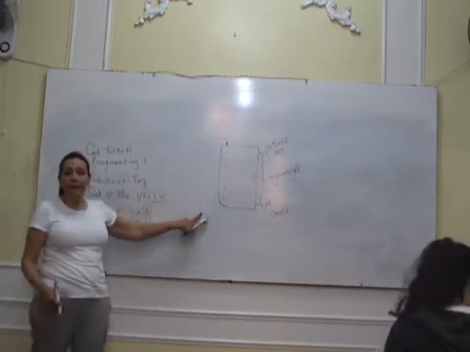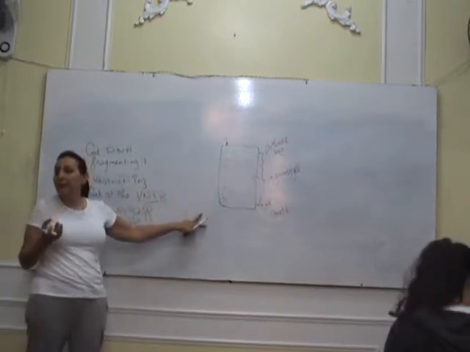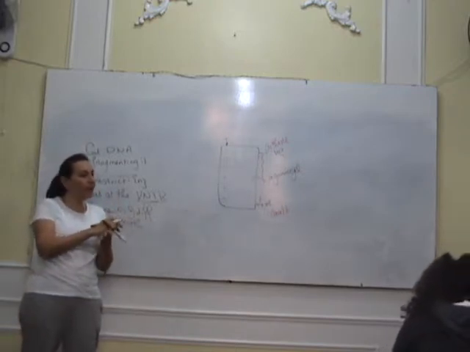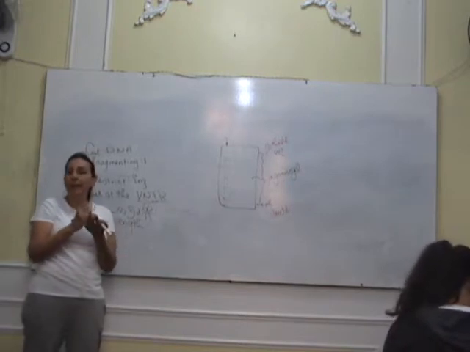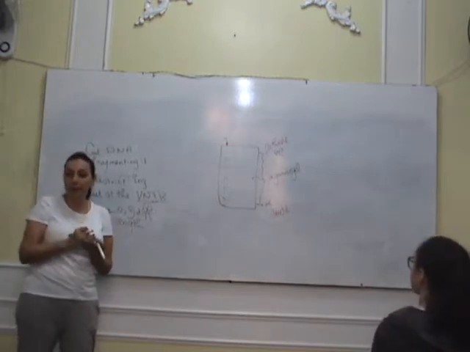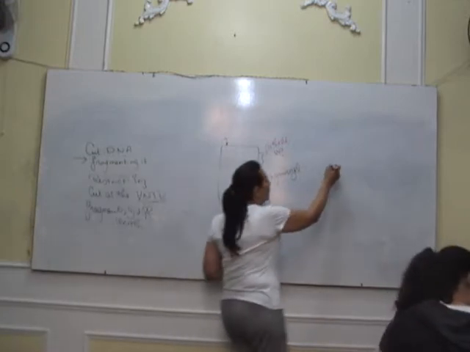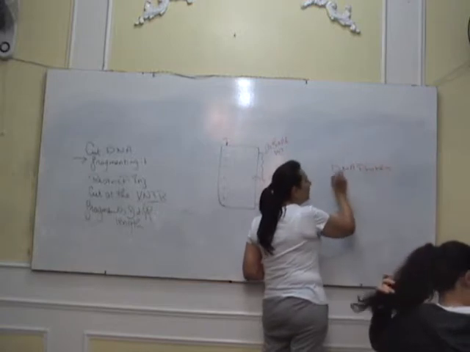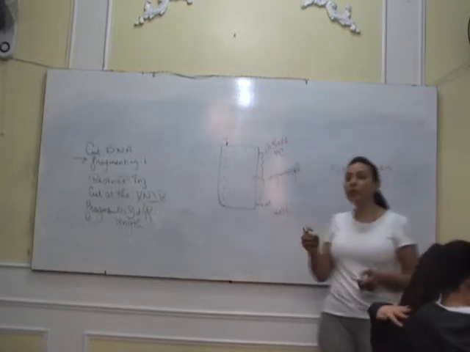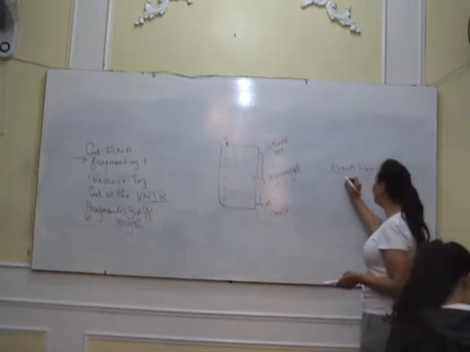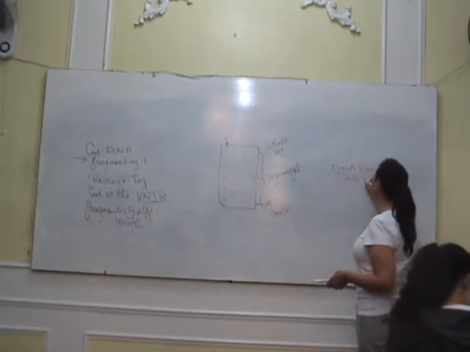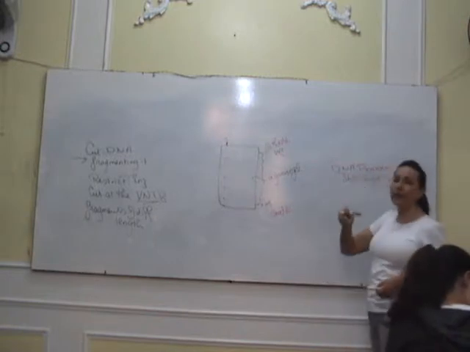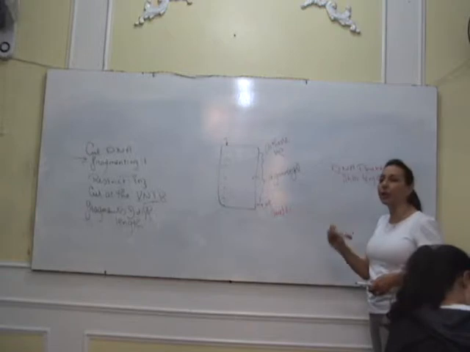The DNA fragments are not visible because the DNA is colorless. So in order to see the pattern of spread of the DNA fragments, we need to make them visible, and that's why we use DNA probes. The DNA probe is a short length of DNA that is synthesized to be complementary to the VNTRs.